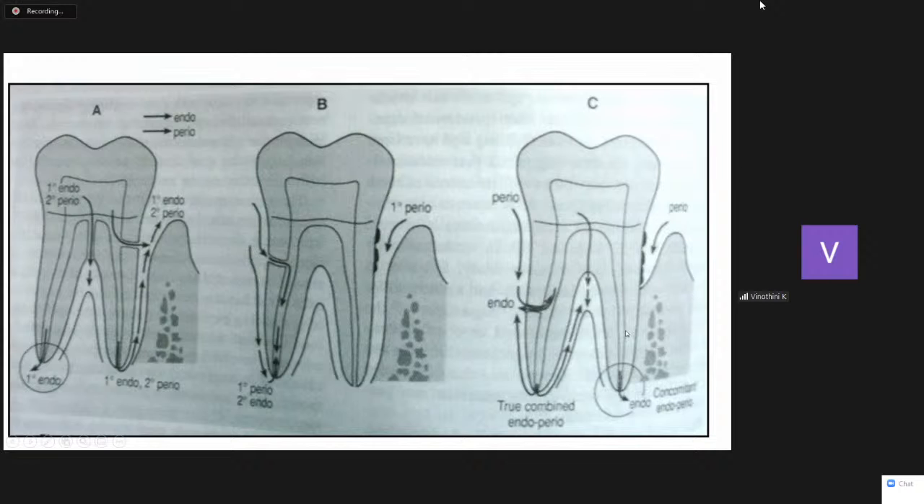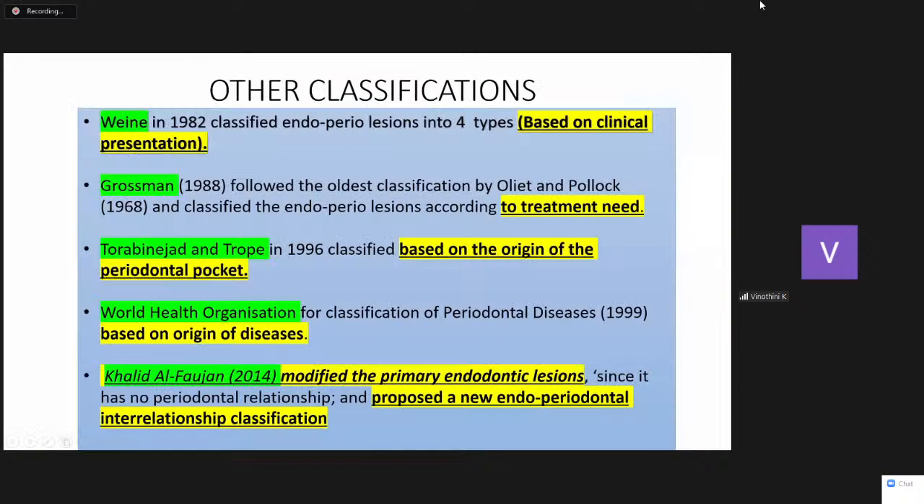Not only this Simon, Glick and Frank classification, there are other classifications given by Weine, Grossman, Torabinejad and Trope, and the World Health Organization, etc. I'm not going into depth, but you have to at least know what each is based on. Weine classified endo-perio lesions based on clinical presentation, and Grossman based on treatment need, whether endodontic or periodontal treatment is needed. Torabinejad and Trope classified based on the origin of the periodontal pocket, and the World Health Organization based on origin of the disease, like which disease has originated first, endo-perio or perio-endo. In that way they classified.